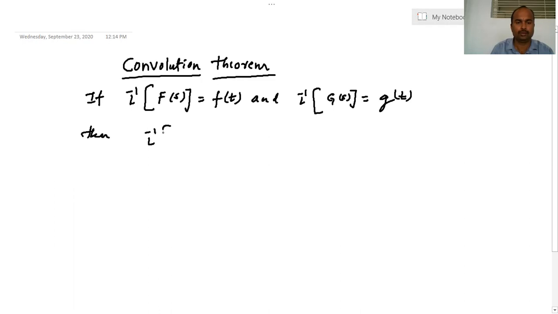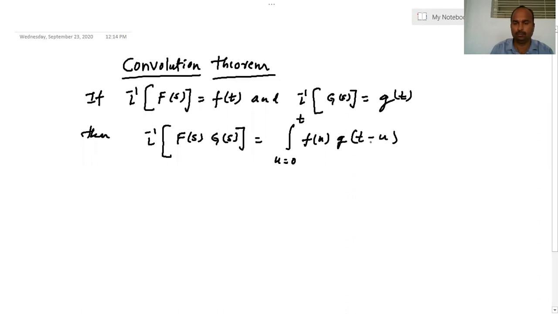inverse Laplace transform of F(s) into G(s) will be integral from u equals 0 to t of f(u) into g(t minus u) du.